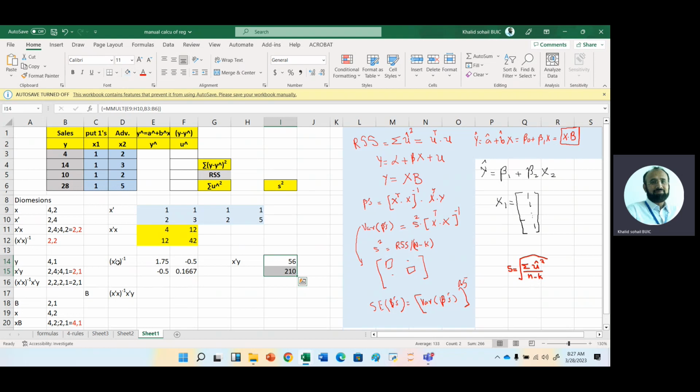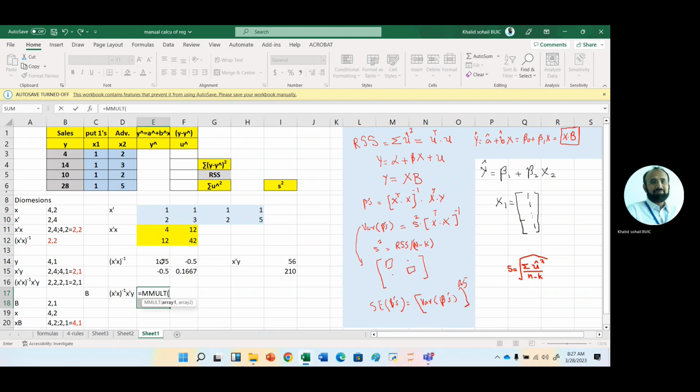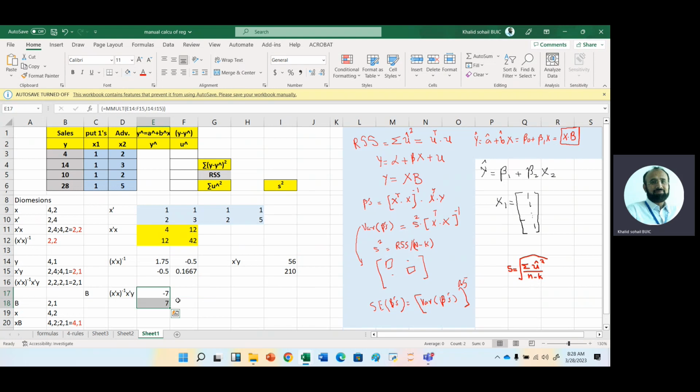Now after getting these two, we will multiply again so that we can get beta, and the dimension should be 2 into 1. So we will locate the space and M mult the inverse by X transpose Y. So look at this, we have the same beta that we calculated manually in my previous video lecture.